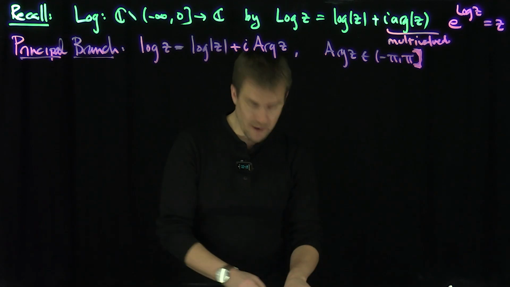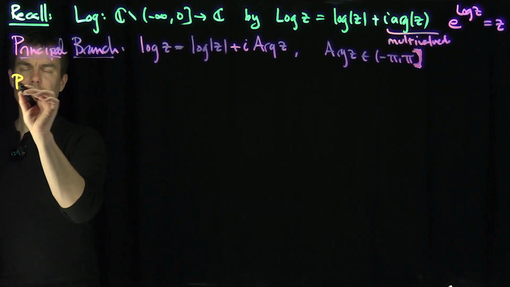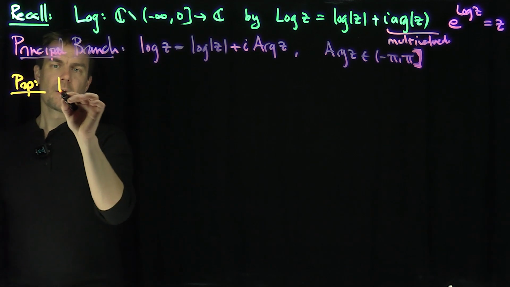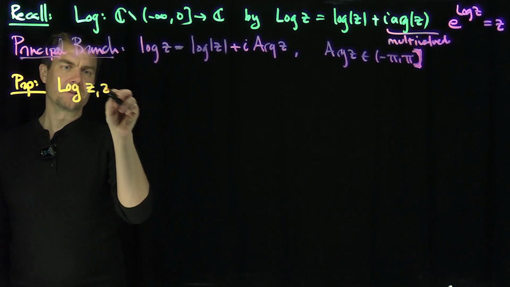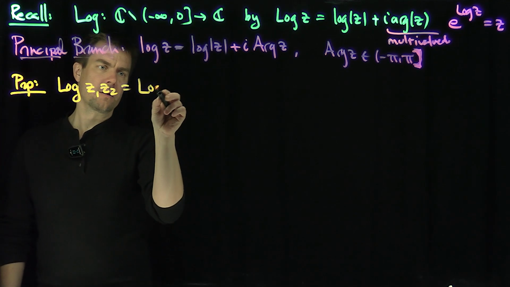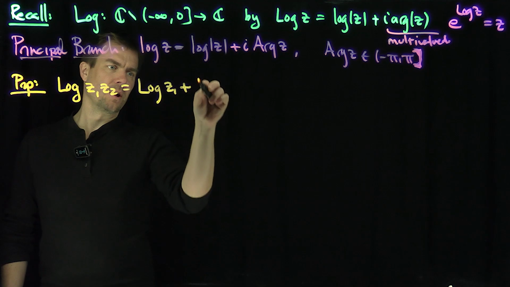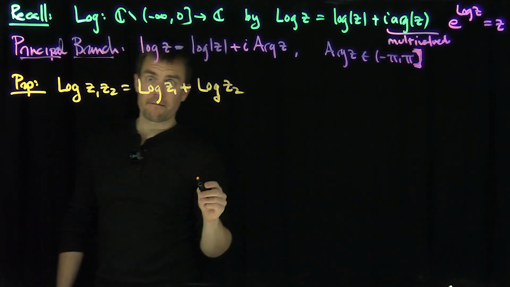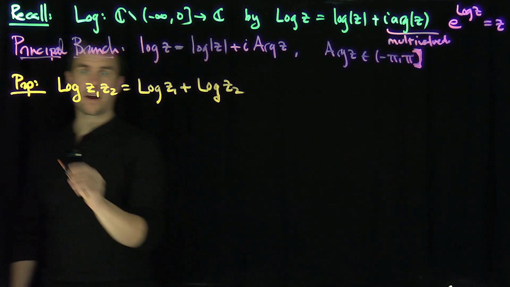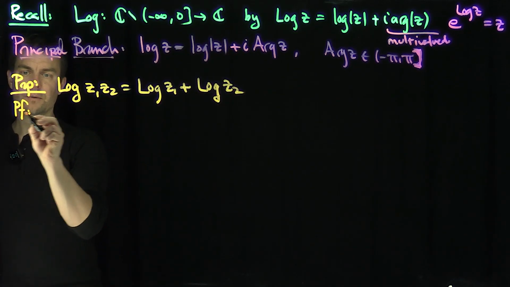So now, here's a proposition: the log of z1 z2 is the log of z1 plus the log of z2. Now this is okay because these are multivalued things. So how does the proof of this fact go? The proof goes as follows.